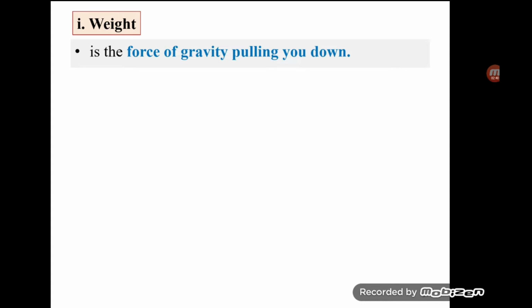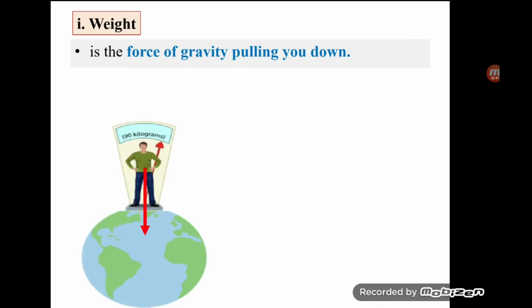Look at the definition for weight. Weight is the force of gravity pulling you down. Look at the picture. The man has a mass of 90 kilograms and he feels weight downward.